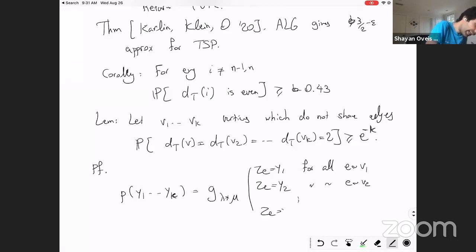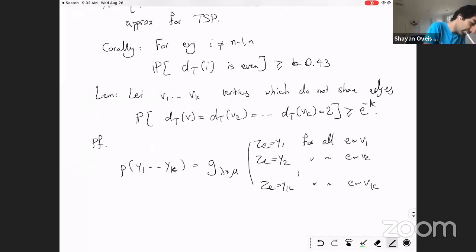And set z_e equal to y_k for all edges e which are neighbors of v_k. Here I'm crucially using the fact that these vertices do not share edges. Every edge in the graph is either a neighbor of one of these vertices, or none of them, and we set z equal to 1 otherwise. It cannot be a neighbor of two of these vertices.